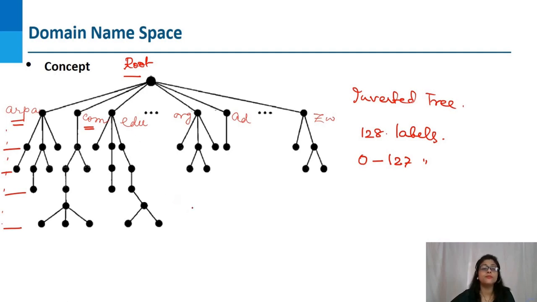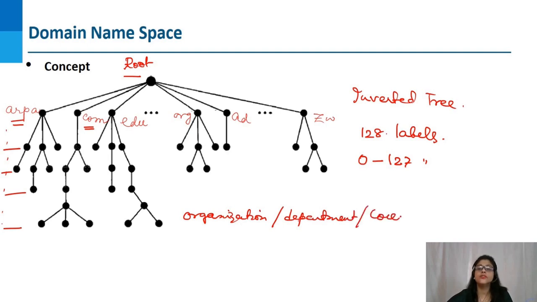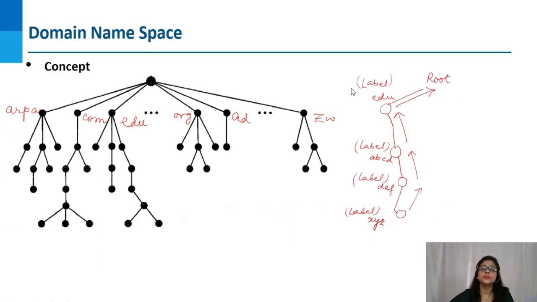Basically, these levels define different subcategories like the organization, then department, country, etc. So we started like this. Let's say the lowermost level is XYZ. Then we have the DEF, after that ABCD, then we have the edu, and this is the final root.